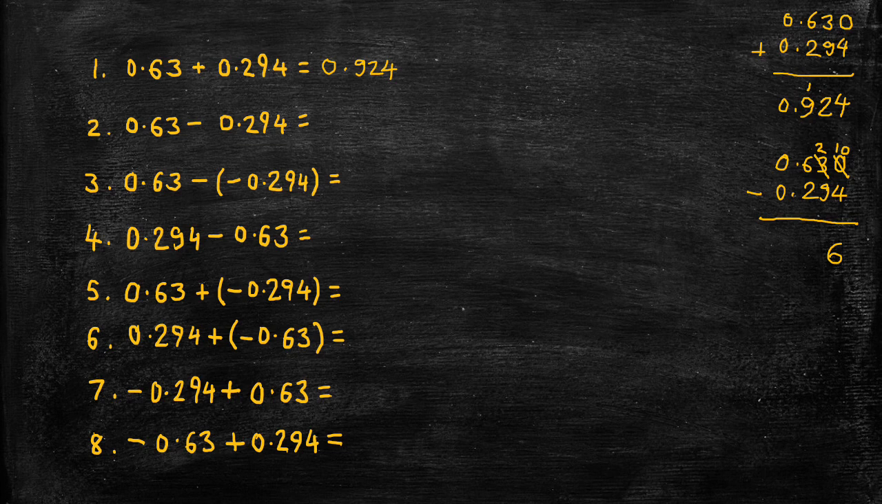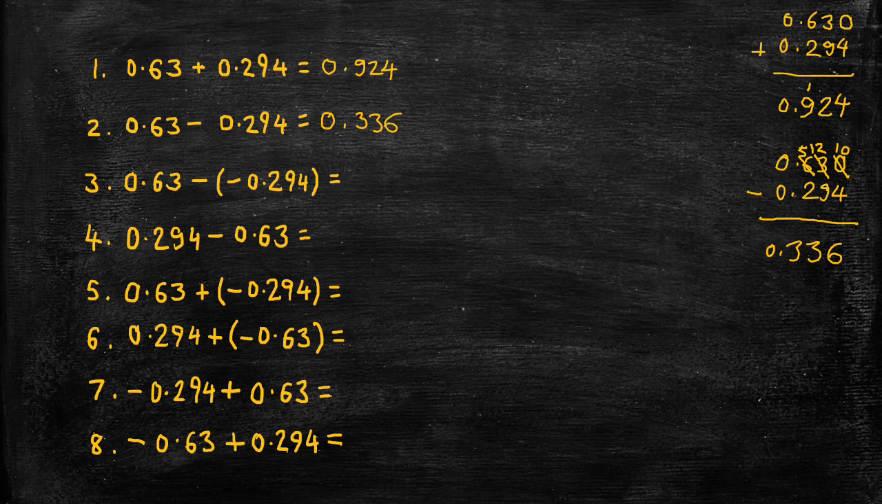Moving to the hundredths, I can't subtract 9 from 2, so again I've got to do some regrouping. I'll regroup that 6 tenths into 5 tenths and 10 hundredths. I'll add the 10 hundredths to the 2 that I already have to make 12, and now 12 minus 9 comes to 3, and then finally 5 minus 2 comes to 3. So there's my answer, 0.336. So that's the standard subtraction algorithm.